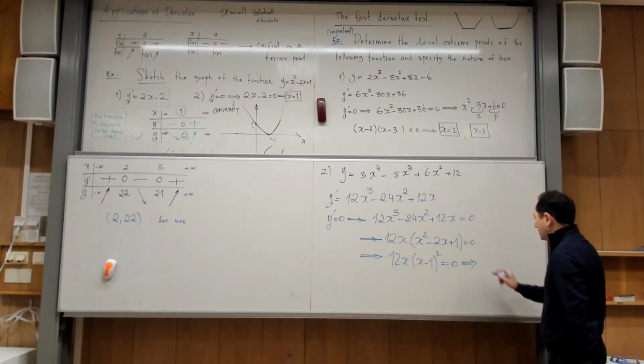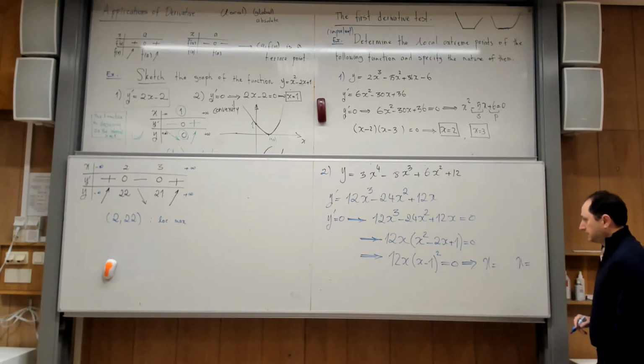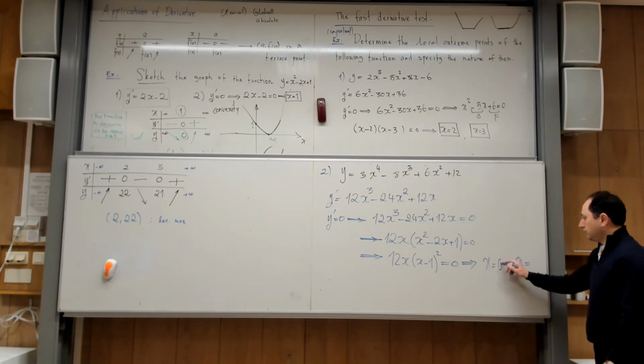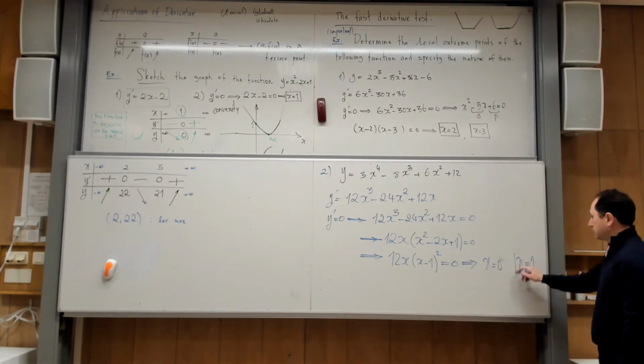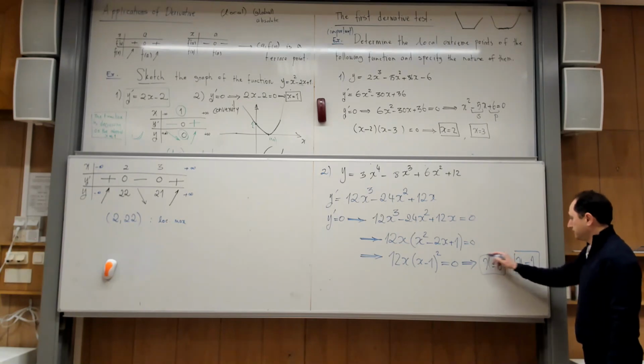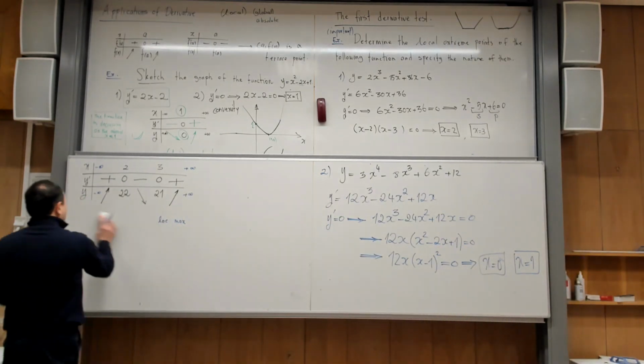One of them is what? What are my candidates? Can you tell me? X equals 0, because of that factor, and 1, because of that factor. So these are my candidates. But I haven't determined the nature yet.